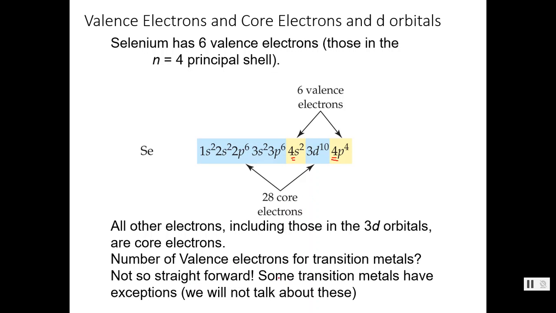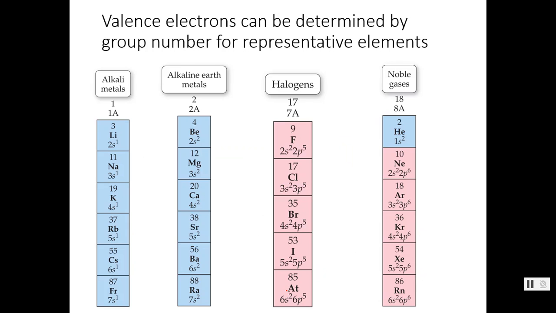There are some transition metals that are exceptions. We will not talk about those, so you don't need to worry about them. Primarily for this course, you need to be concerned about numbers of valence electrons for main group elements. So looking at your periodic table, those are elements in groups 1, 2, and 3 through 8.